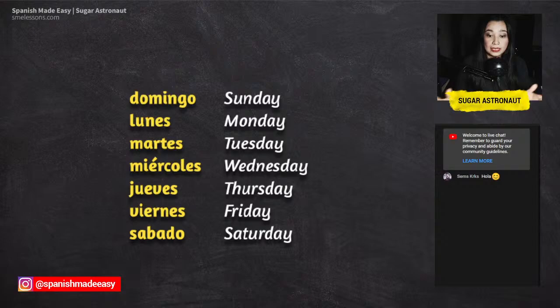Okay, so let's go over the days of the week in Spanish. Maybe you know them, maybe you don't, so let's just go over that really quickly. The first day is domingo. Domingo. That means Sunday. Okay? Then lunes. Lunes. That means Monday.